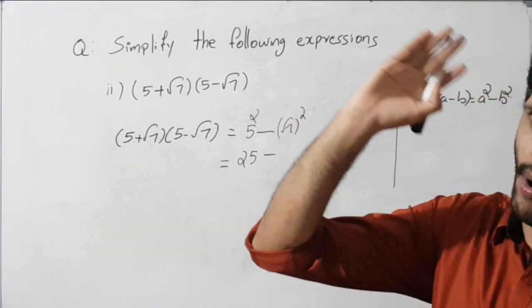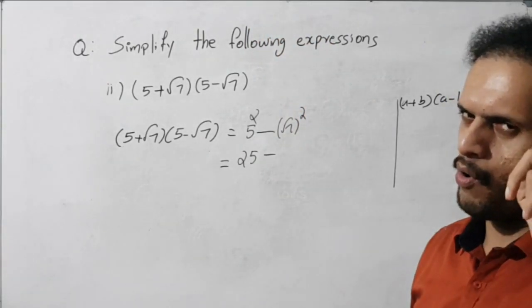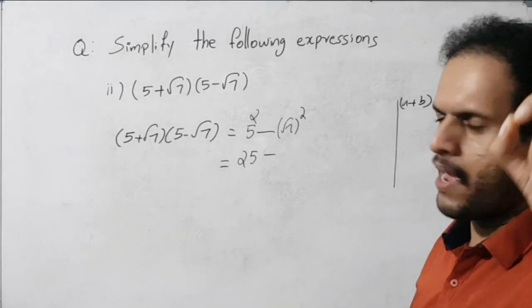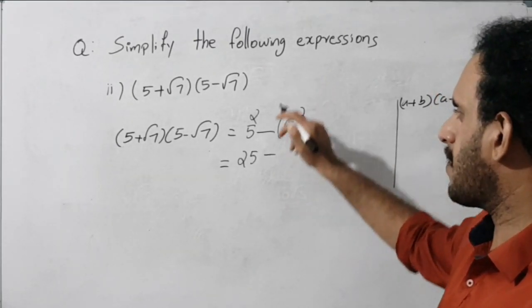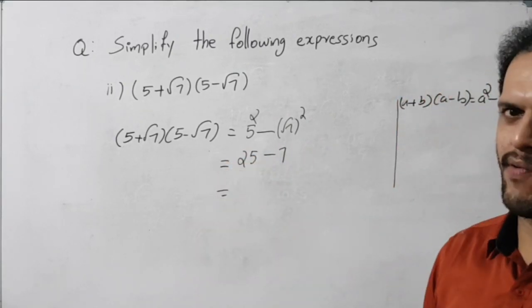Root a whole square is equal to a. Correct? We learned it now. So root 7 whole square is equal to 7. What is 25 minus 7?